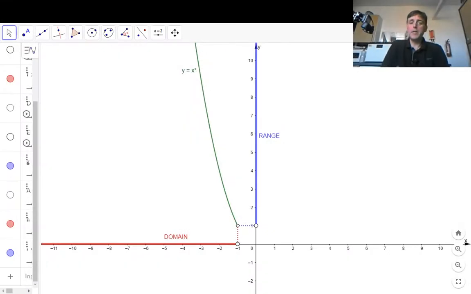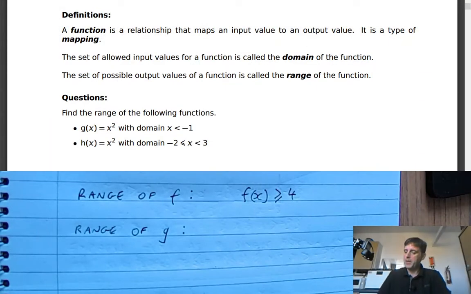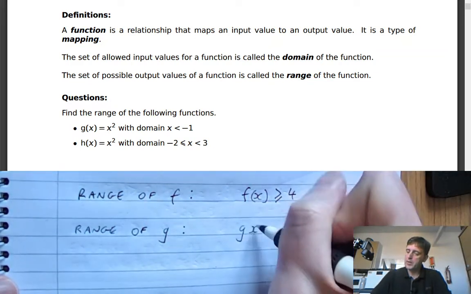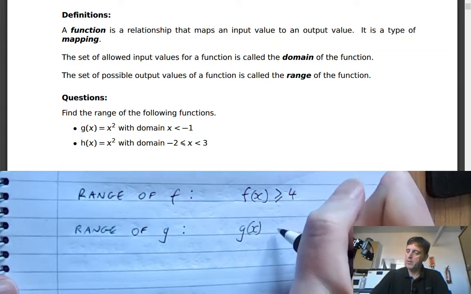Okay, so how did you get on with this one? So this is the function g, and you'll notice the domain here has been restricted to just the numbers less than -1. So looking at the graph, the bit of the graph, the y values here, the range would be all values greater than 1. So let's write that down. So the range of g, we'd have the g of x, the output numbers, is the set of all values greater than 1.